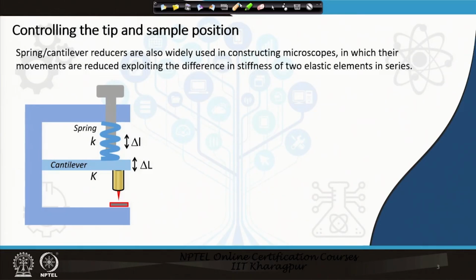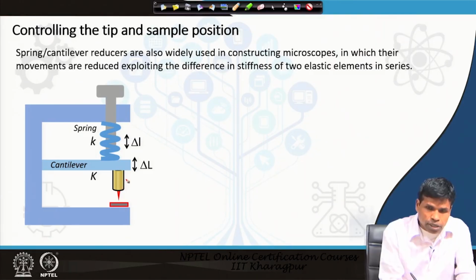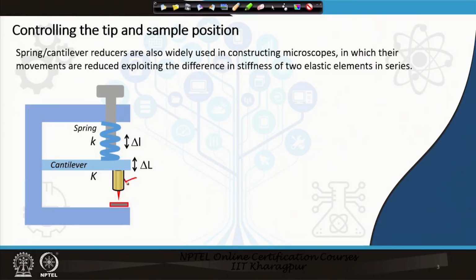What is very important in STM is to control the distance between the tip and sample very precisely, in the range of angstrom. Therefore, the spring cantilever reducers are most commonly used in the microscope, where the movement between the tip and sample is reduced by considering two elastic elements connected in series. As you see here, we have a cantilever, an STM piezoelectric scanner, a tip, and this is a rigid base of the microscope.